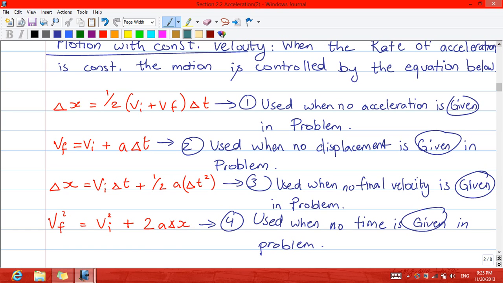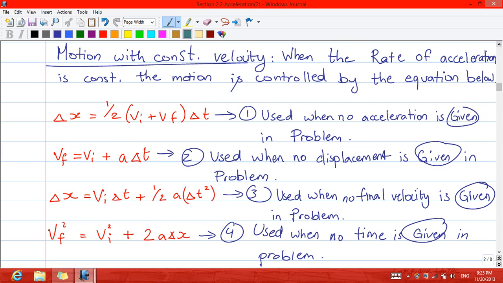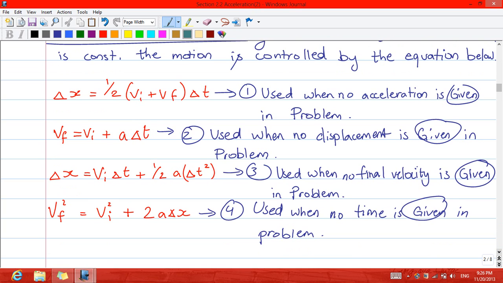So we have something called the motion of constant acceleration. It's when the rate of the acceleration is constant. So we have some equations that we can control the motion with. These equations are called the kinematic equations. The first one is delta x equals half (vi plus vf) times delta t, and we use it when there is no acceleration. As you can see, we don't have an acceleration here.